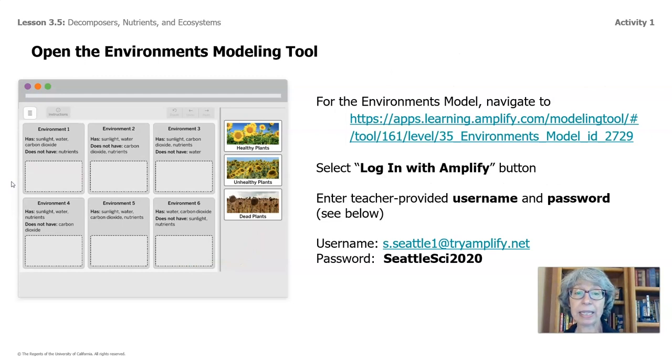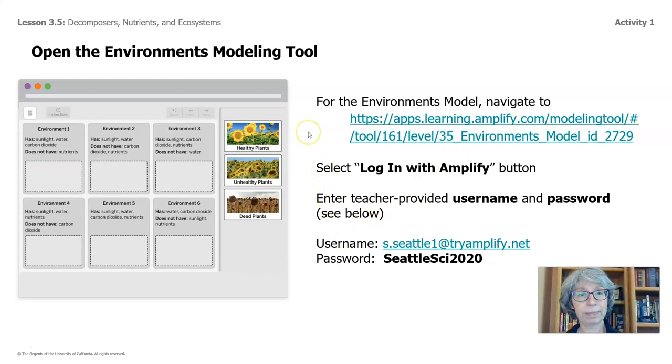So if you have the packet, the information to access the digital tool is included on page 2. If you don't have the packet, go ahead and pause the video. You might want to take a picture, if you have a phone, of the URL that's right here, or just use a pencil and paper and copy it down. This will send you to the Amplify website, and you'll need to log in. The username is here, and the password. And these are underscores, so there's an underscore between environments and model, and model and ID, and ID and 2729. Oh, you're right, there's also one here between 5 and environments.